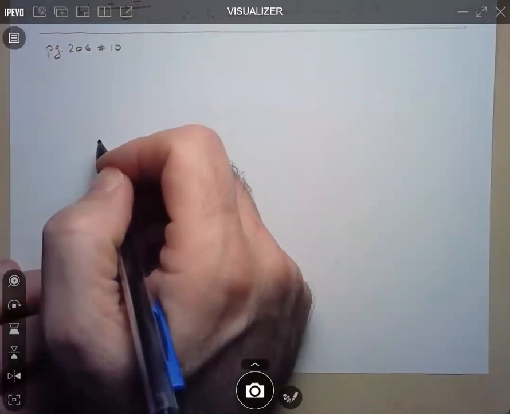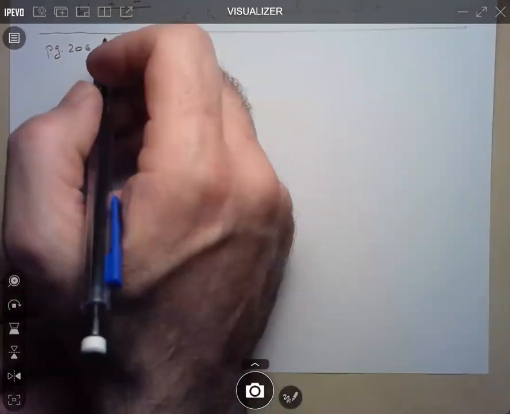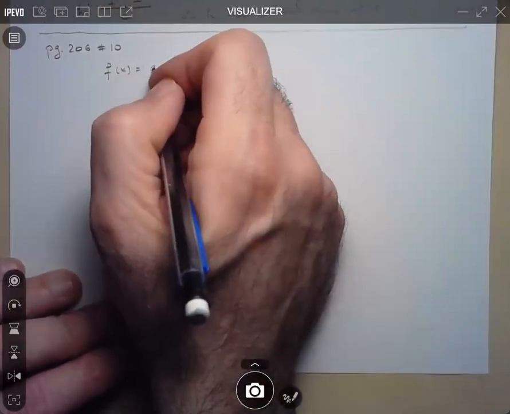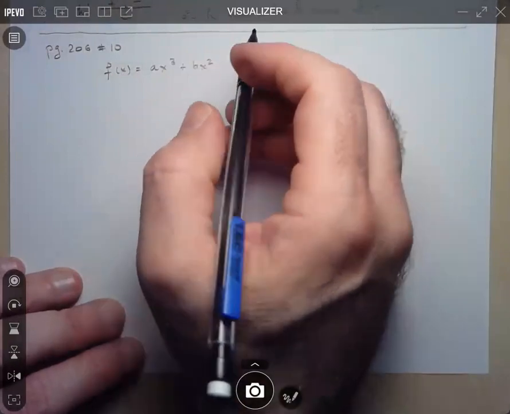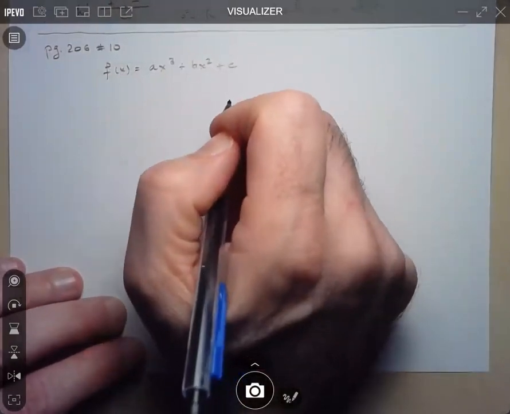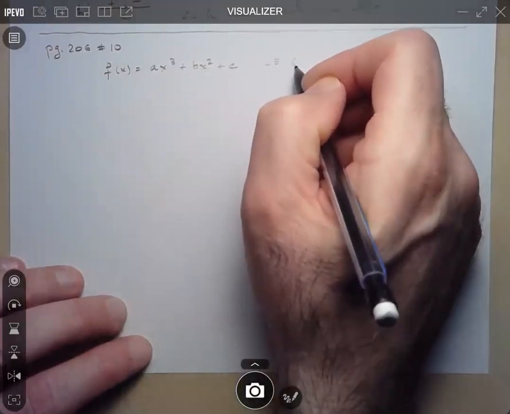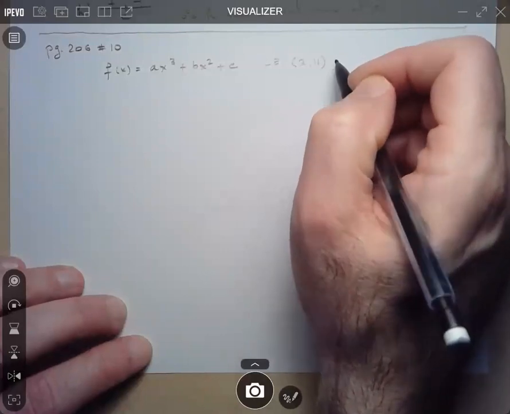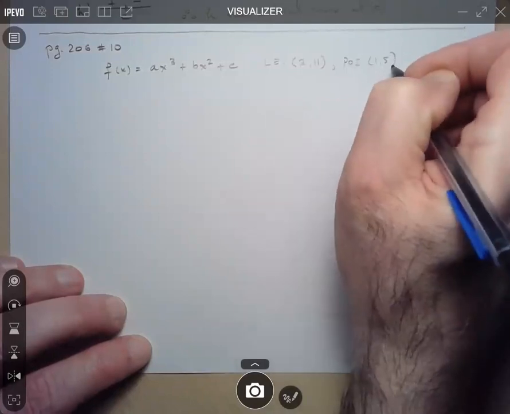All right, so here they're asking us to find constants a, b, and c for this function, which I'll write down. So f at x is equal to ax cubed plus bx squared plus c. And it has a local extremum at (2, 11). Okay. And a point of inflection at (1, 5). Okay.